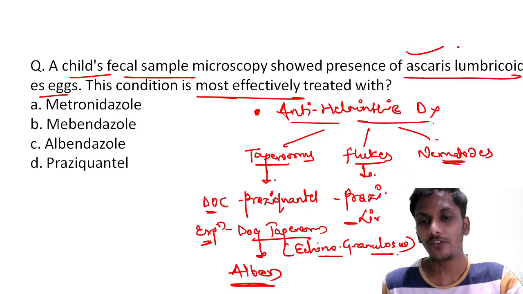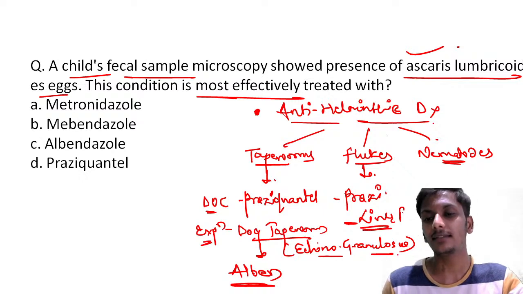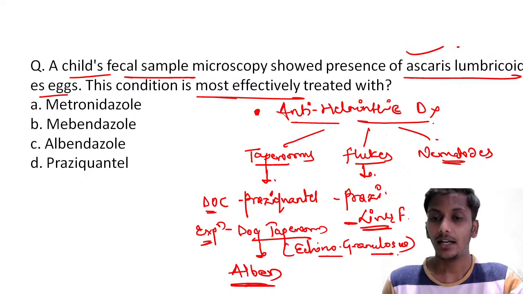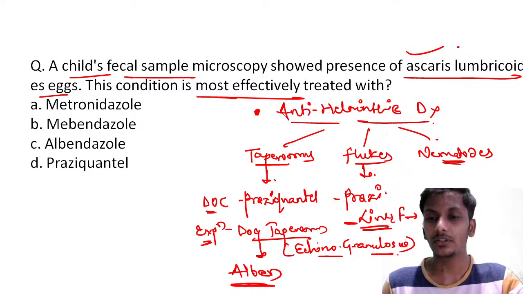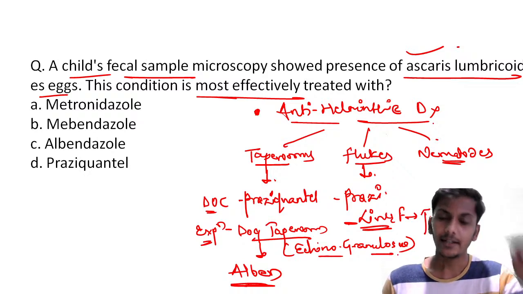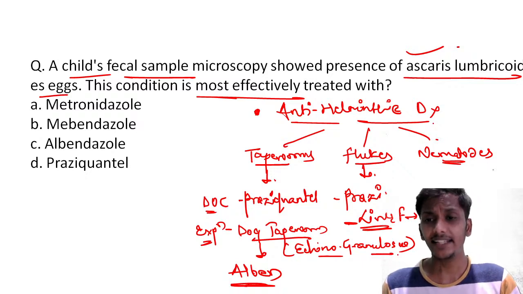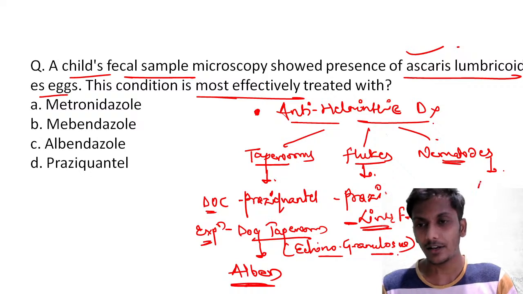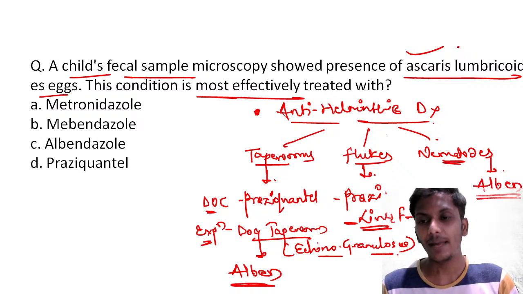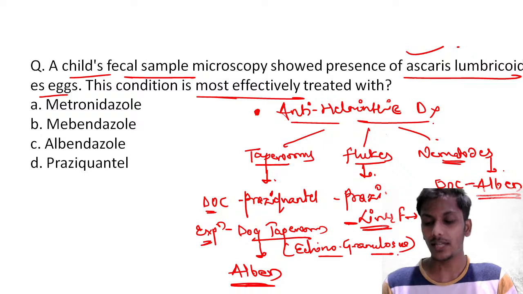It is your liver fluke, also known as Fasciola hepatica. In Fasciola hepatica or liver fluke, the drug of choice would be triclabendazole. And lastly, now talking about nematodes. What is the drug of choice in nematodes? Please remember, the drug of choice in nematodes is albendazole.